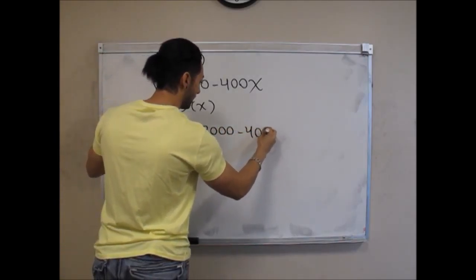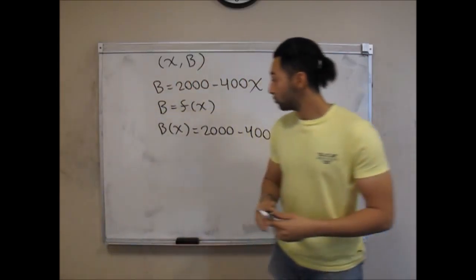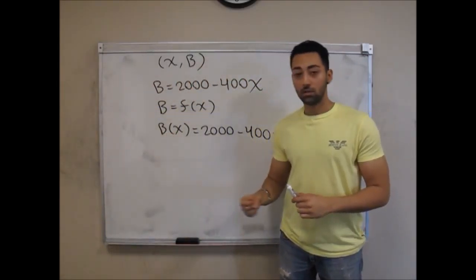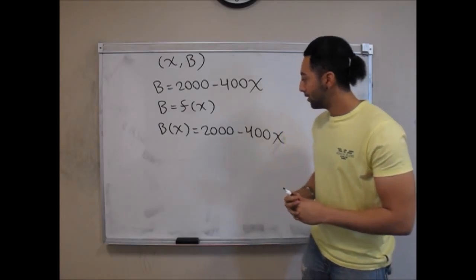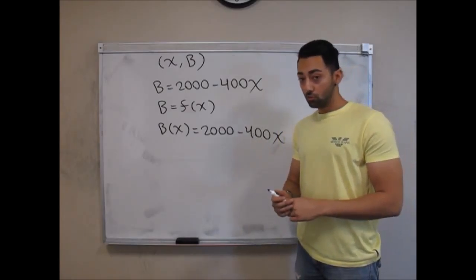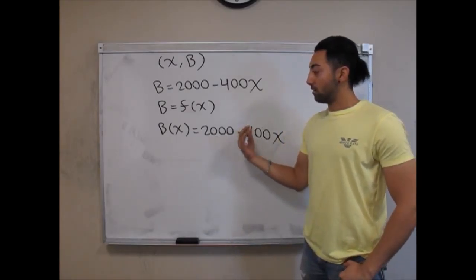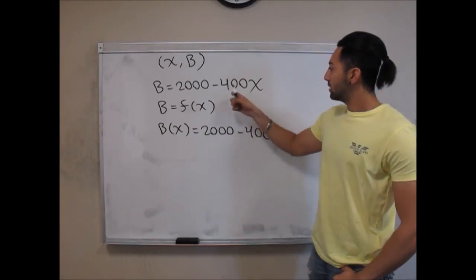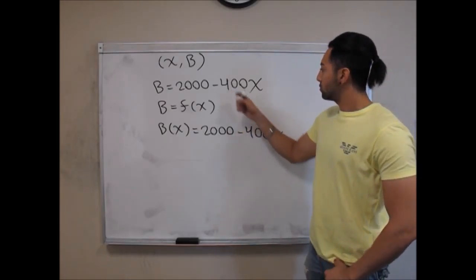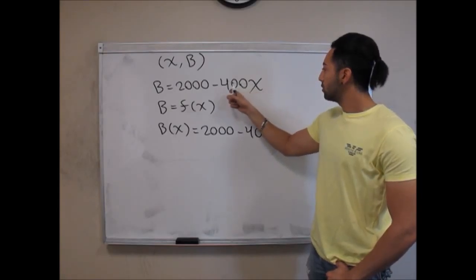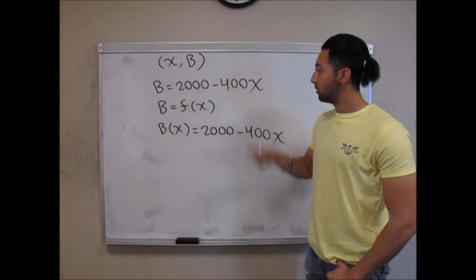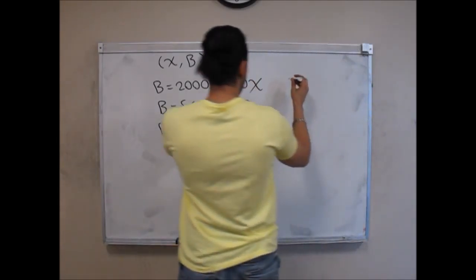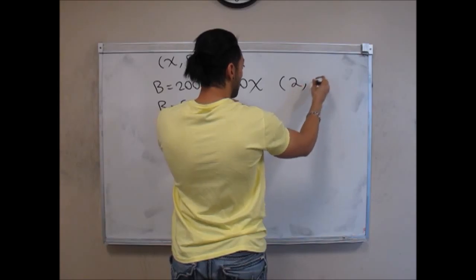minus 400x. Again, it's crucial to notice that this parentheses here does not mean multiplication. It just simply lets us know that b is a function of x, and the way we would say that is b of x. Now, let's say we actually want to use this new notation and see what the balance would be after 2 months. The way we did that previously was we just simply put a 2 into here, which was 400 times 2, which is 800, and then 2000 minus 800 would be 1200. So the ordered pair that we got out of this was 2 comma 1200.